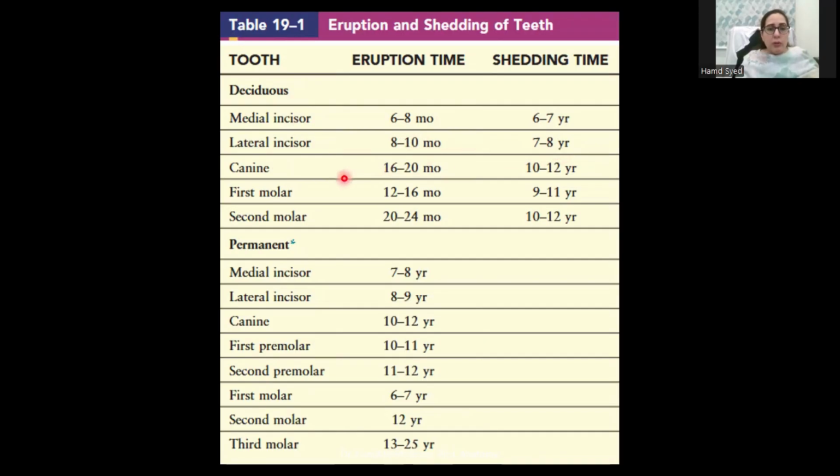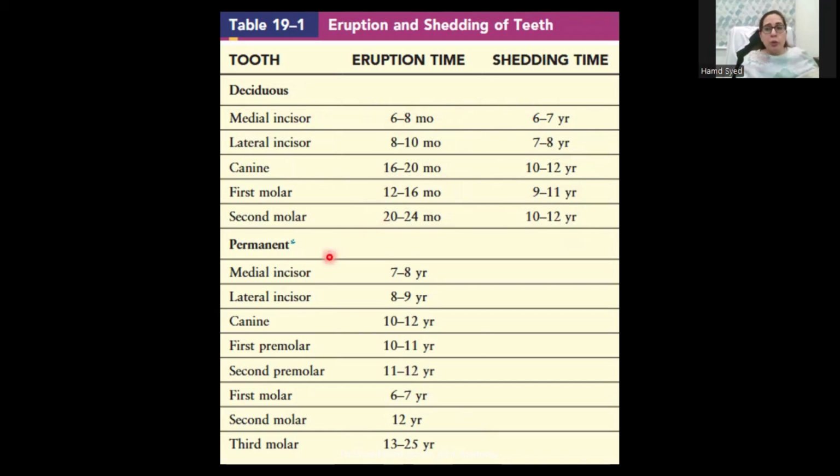Similarly are the timings for the canine, the first molar, and the second molar. Generally, you can see it is at the 6-month time period when the deciduous teeth start making their appearance, and it is after 6 years onwards that they will start to shed off, and this process continues till 12 years of age. Now let's look at the permanent teeth.